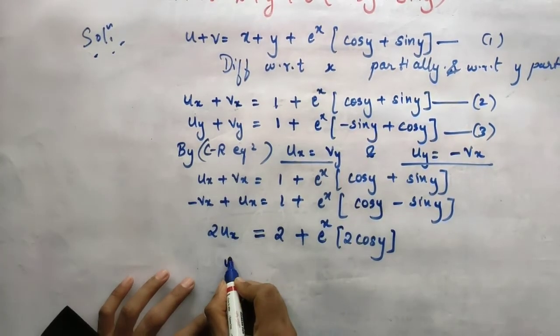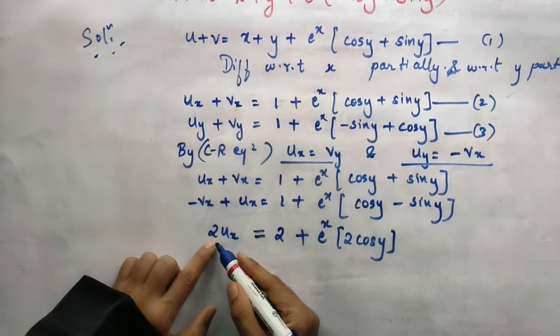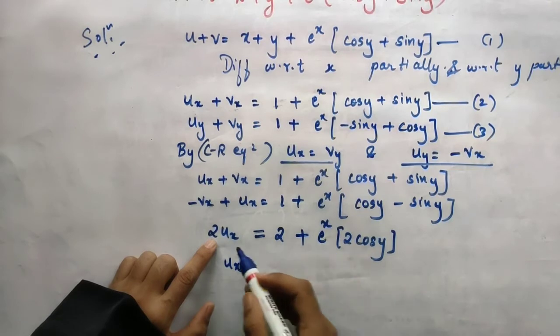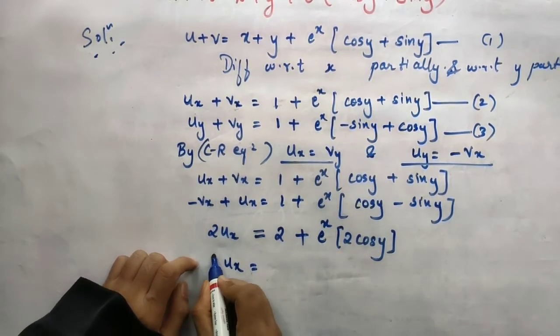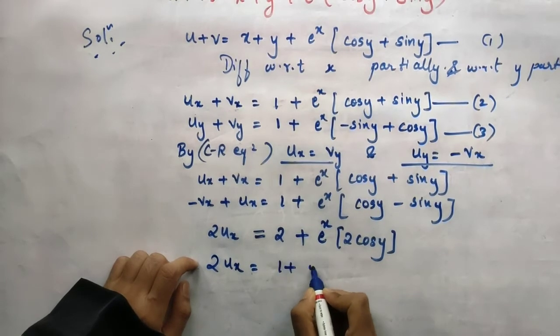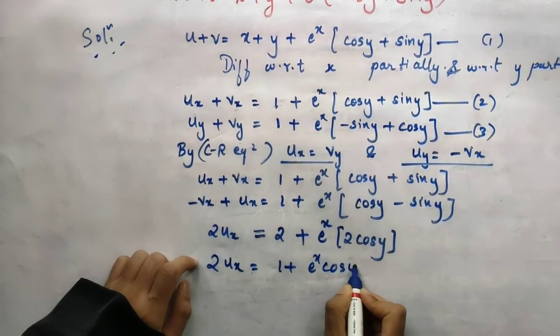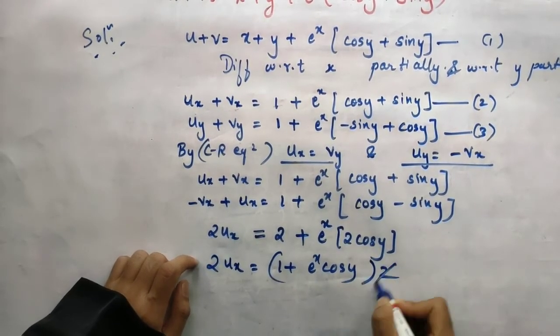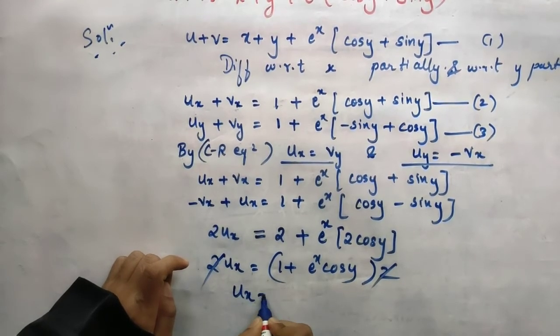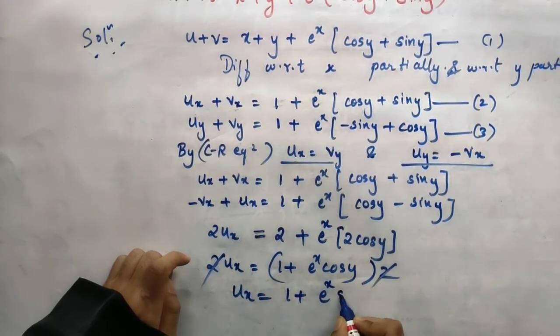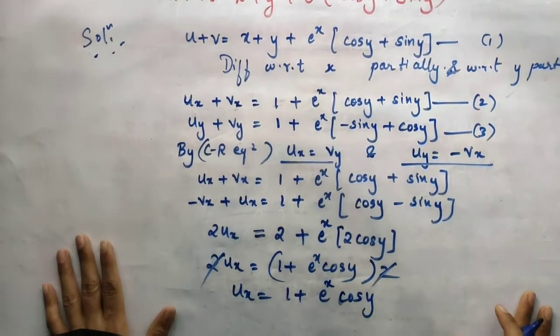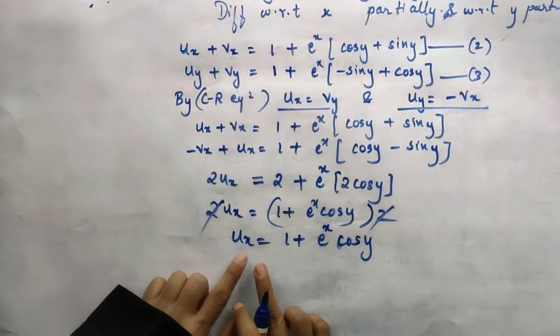You will end up with this. Now I want u suffix x. I can take 2 common from here, the left hand side. Left hand side already there is 2. From right hand side also I can take 2 common. Okay, let me write one more step if you want. It will be something like this. Into 2 you will have. 2 and 2 will get cancelled. You simply have u suffix x as ux. u suffix x is equal to 1 plus e to power x cos y. Okay, you have got u suffix x.